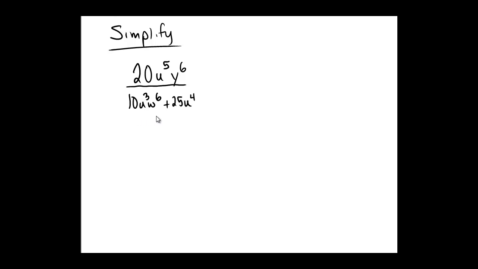w to the sixth plus 25 u to the fourth. Okay, first stage. The numerator is a monomial, so there is no factoring that can go on here. We're just going to keep it as 20 u to the fifth y to the sixth. On the bottom, however, there is some factoring that can occur. So it looks like we're going to have to pull out our GCF, our greatest common factor.